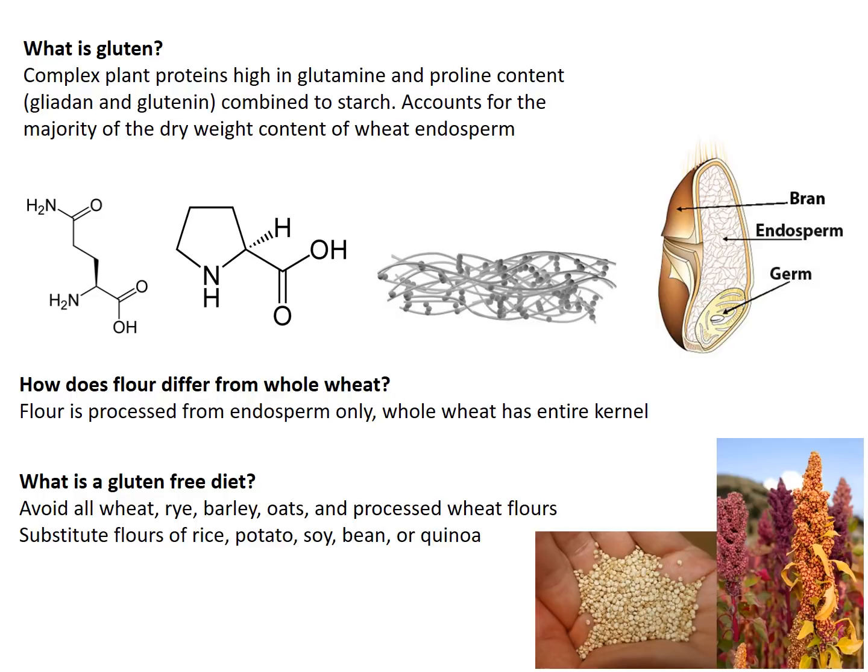When you look at flour, flour is processed from the endosperm only, where whole wheat is processed from the entire kernel. So an individual who wants to follow a complete gluten-free diet has to avoid anything with that peptide in it, including wheat, rye, barley, oats, and all types of processed wheat flours. So substitutions for gluten then can be flours made out of rice, potato, soybean, or quinoa. And quinoa is pictured on the lower right.